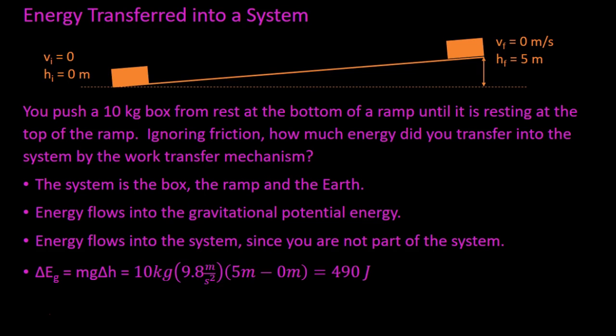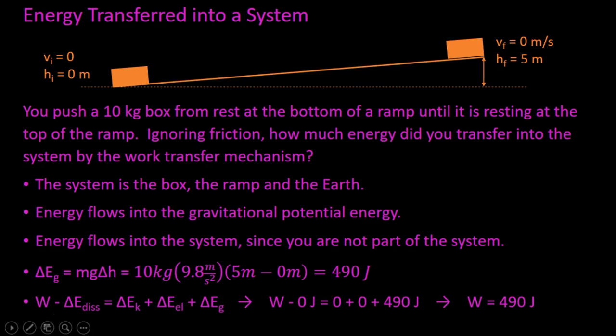Now we go to the quantitative equations, and we can calculate the change in gravitational potential energy. We use our equation and come up with 490 joules. It's in the positive direction because that means there's an increase in the gravitational potential energy. Finally, we can look at our conservation of energy equation, and we see that the work less the energy dissipated by friction is equal to the change in the object's energy stored in these three mechanisms: kinetic, elastic, and gravitational.